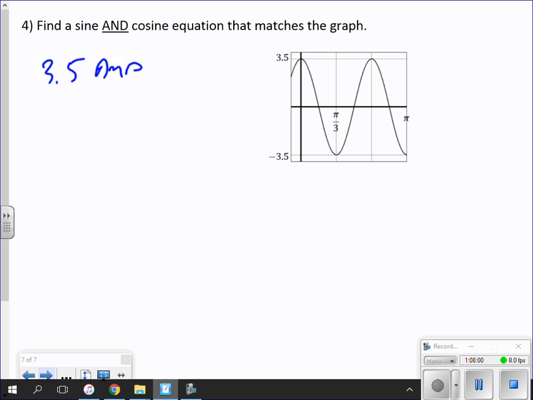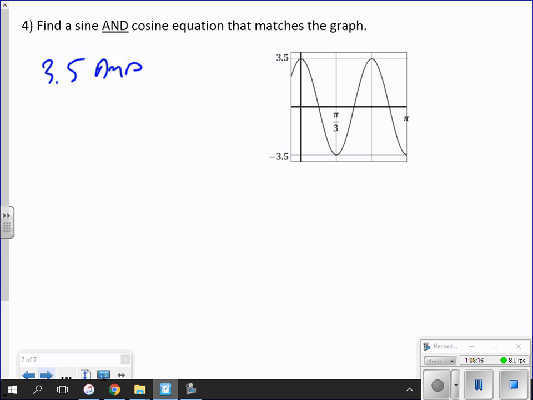Because what does the cosine do? Cosine starts up and goes down. So if we're talking cosine, we have that. And our amplitude's the same. What's our period? And let's do from the top.